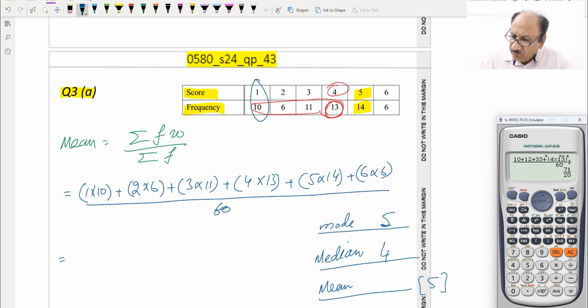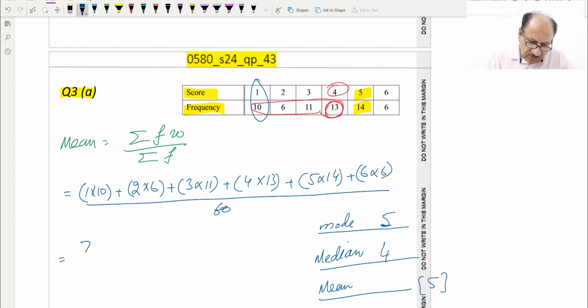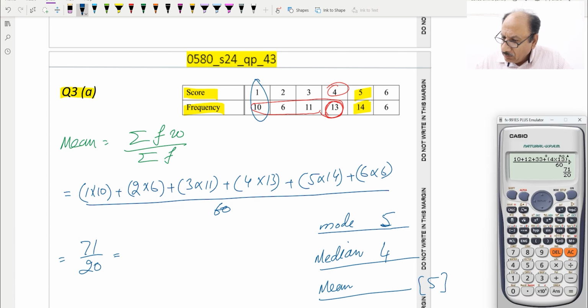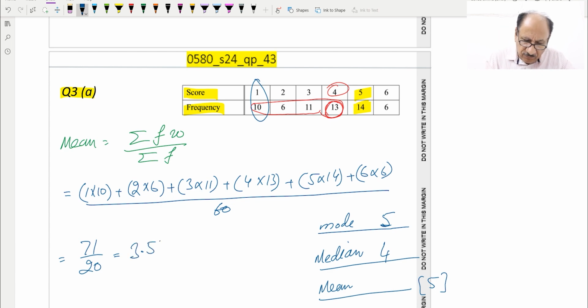We can write this will be 71 over 20. 71 over 20 as a decimal value will be 3.55. 3.55 will be our mean value. So we can write here 3.55. This will be the answer for the 5 mark question.